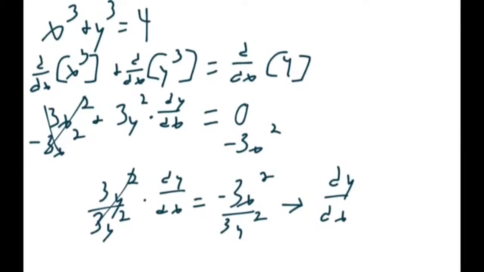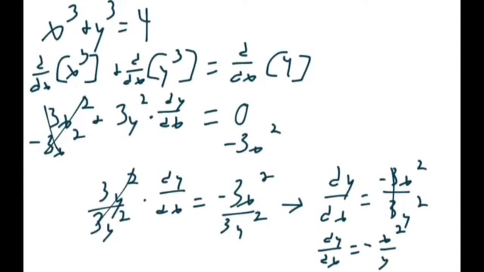So dy over dx equals negative 3x squared over 3y squared. Now the 3's cancel, and that's going to leave us with a final answer of dy over dx equals negative x squared over y squared.